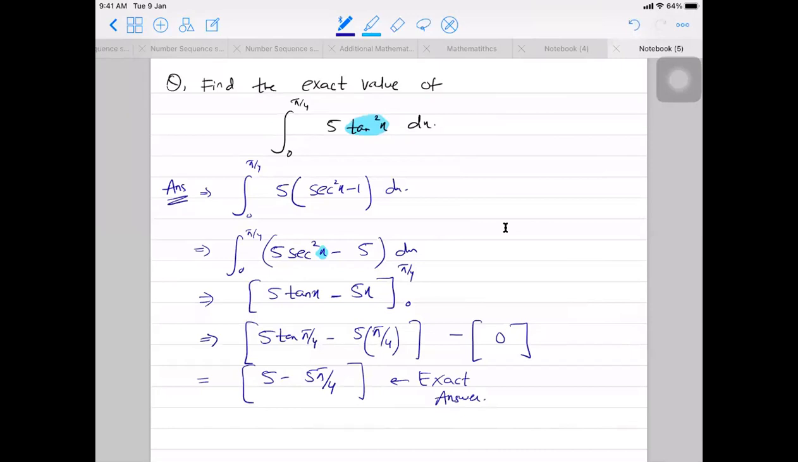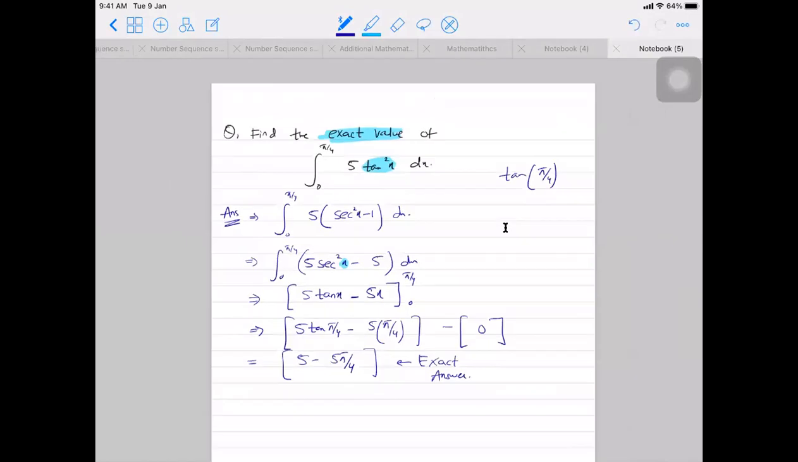Yeah, so I got it in decimal form because my calculator doesn't give it like that. Please be aware of such questions where the question says exact value. Sometimes if you plug the entire expression into the calculator, you won't get the exact value. So you must remember a few trig ratios, for example, tan of pi by 4. If you remember that pi by 4 is equivalent to 45 degrees, tan of 45 is 1. That's why tan pi by 4 comes out as 1. So this makes it 5 minus 5 pi over 4.